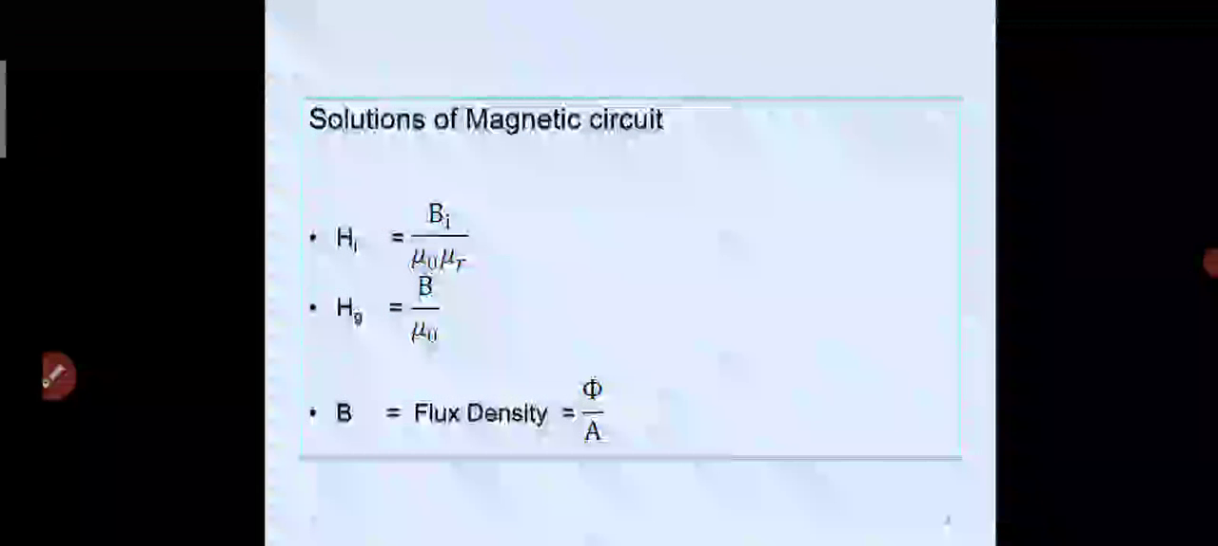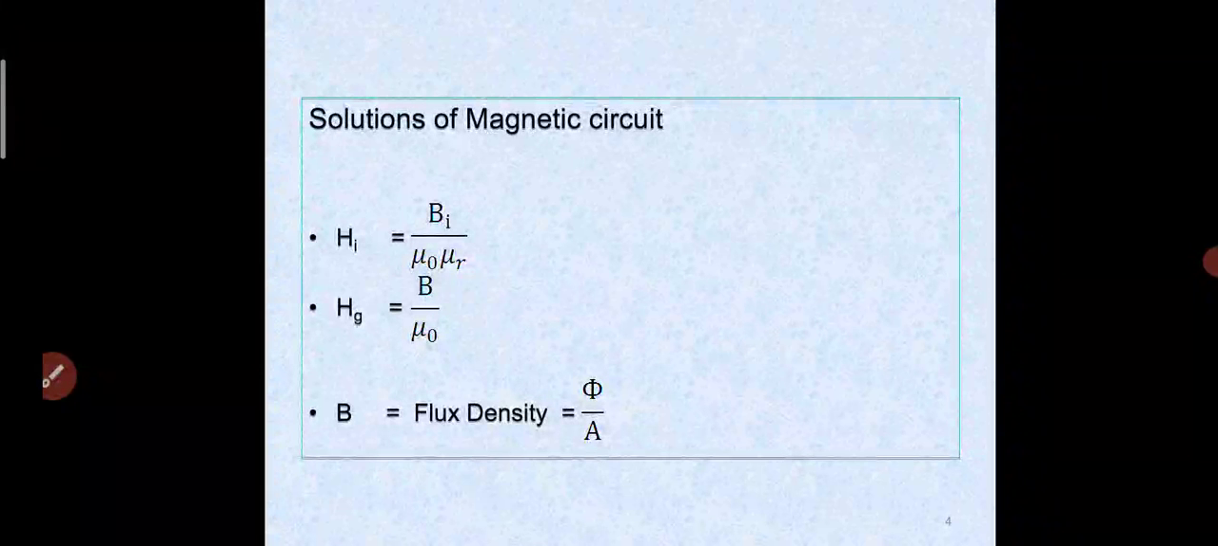So, solutions of magnetic circuits. There are some formulas. Hi is equal to Bi by mu naught mu r. Hg is equal to B by mu naught. B, the flux density, is equal to phi by A.